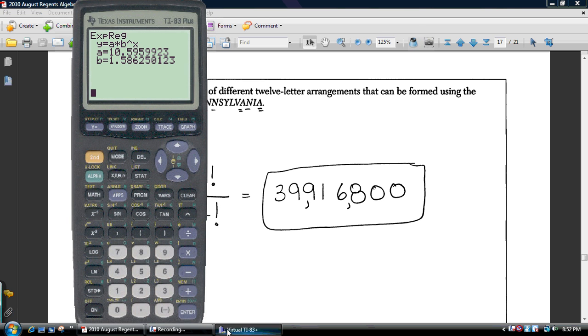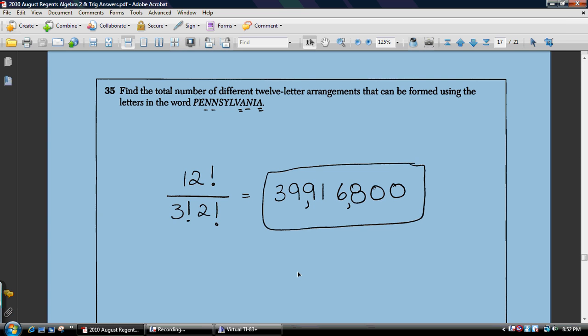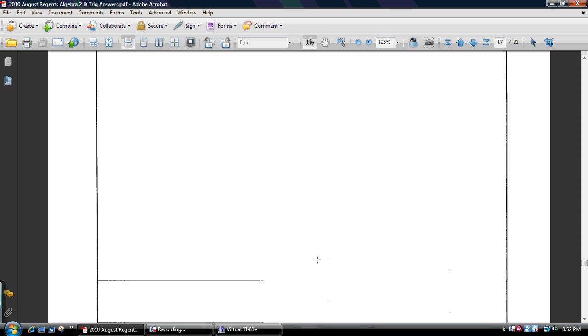And you punch this into your calculator. Let me show you how you've got to punch it in order to have it come out okay. So that's 12 math, scroll over to PRB, scroll down to this mark, divided by 3 math factorial, 2 math factorial. Now be careful. You see I put parentheses around this? This groups this whole quantity into the bottom. Hit enter. That's it. Who'd have thought there's so many ways this can be done? 39 million. It's crazy.